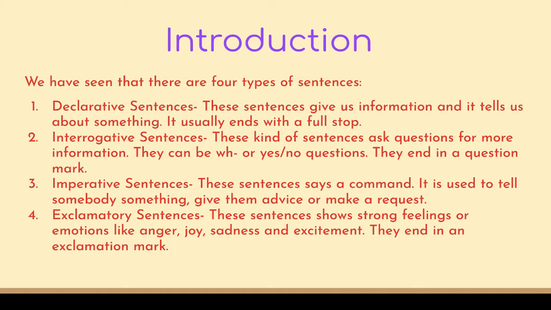Introduction. We have seen that there are four types of sentences. Declarative sentences give us information and tell us about something. They usually end with a full stop. So let's have a recap. Interrogative sentences ask questions for more information. They can be WH or yes or no questions. They end in a question mark. Imperative sentences give a command. They are used to tell somebody something, give them advice, or make a request. Exclamatory sentences show strong feelings or emotions like anger, joy, sadness, and excitement. They end in an exclamation mark.